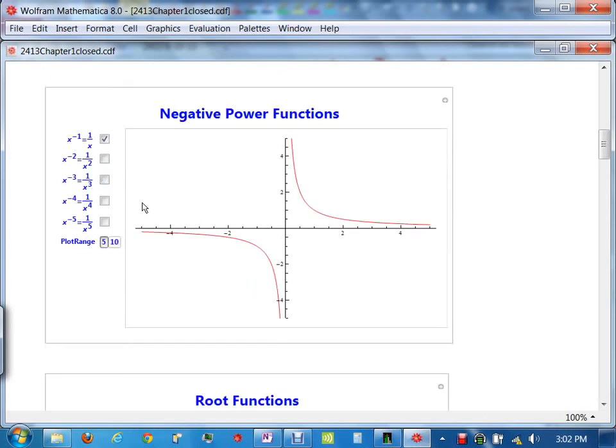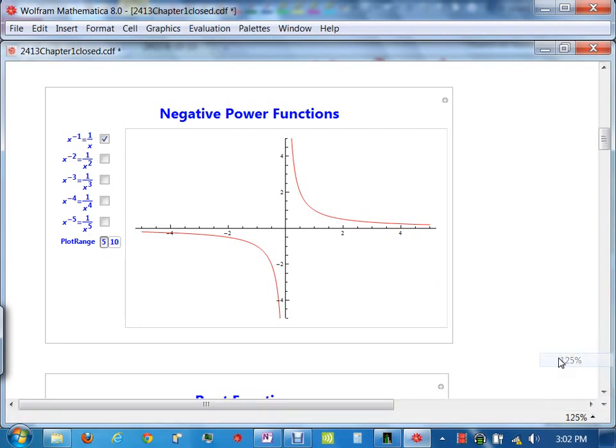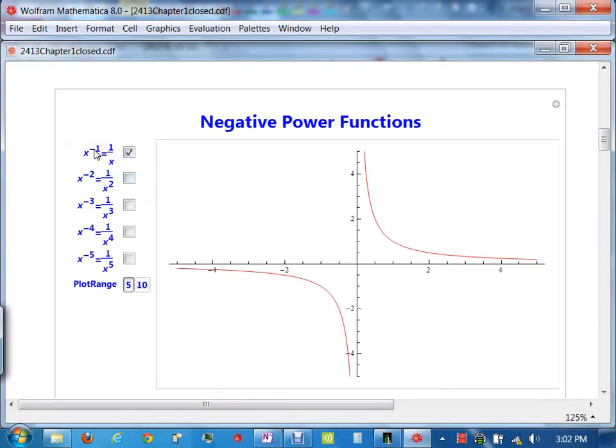Negative power functions. So x to the negative 1. x to the negative 1 is the same as 1 over x. Hard to see that. Right? x to the negative 1 is the same as 1 over x. There's 1 over x. That's a rational function.